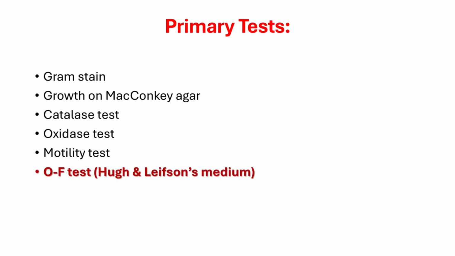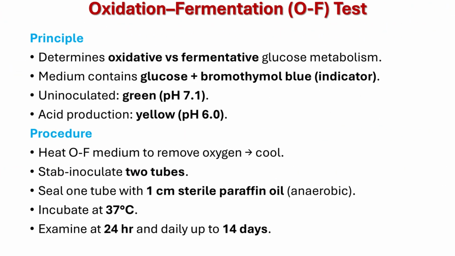Last one, the OF test. The oxidation fermentation test determines whether a bacterium metabolizes carbohydrates oxidatively or fermentatively. The medium contains glucose and bromothymol blue as a pH indicator. The medium is green at pH 7.1. When acid is produced, it turns yellow at pH 6.0.